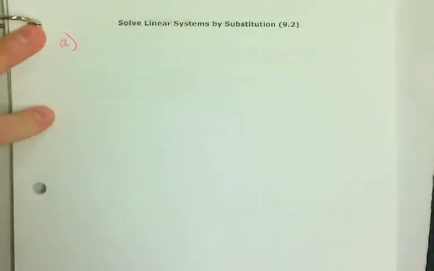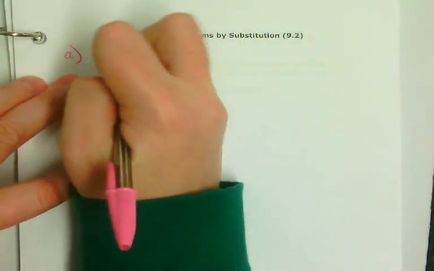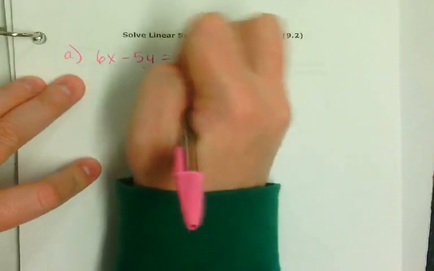All right, so let's go to the next page. We're going to do example A here. And our system is 6x minus 5y equals 9.